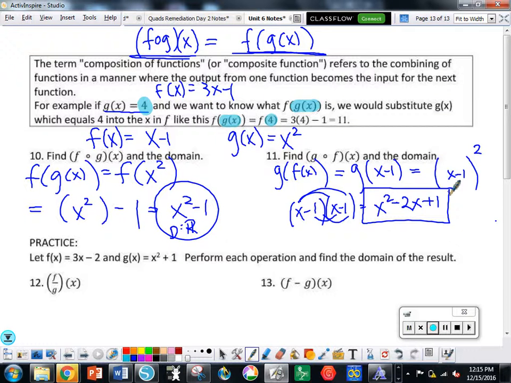Yes? No, they're both x minus 1, so you'll get this. Lauren, did you have a question? I just questioned. What's the domain?